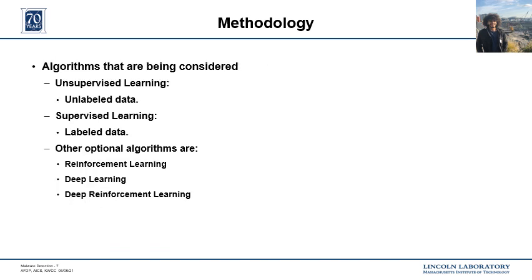Now we go to the next. We continue with the algorithms that are being considered. In this scenario, we start with unsupervised learning, where it consists of unlabeled data and trying to find clusters or groups between the instances. We follow with supervised learning, where the data is labeled, therefore we have a response variable. Other optional algorithms are reinforcement learning, deep learning, and deep reinforcement learning.